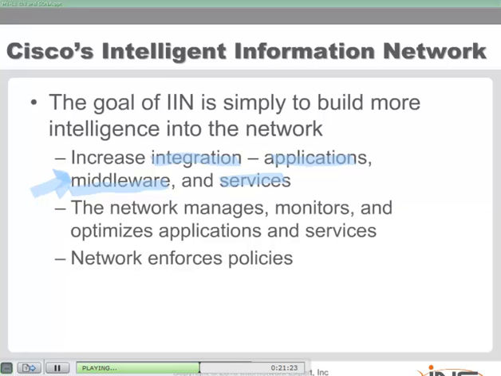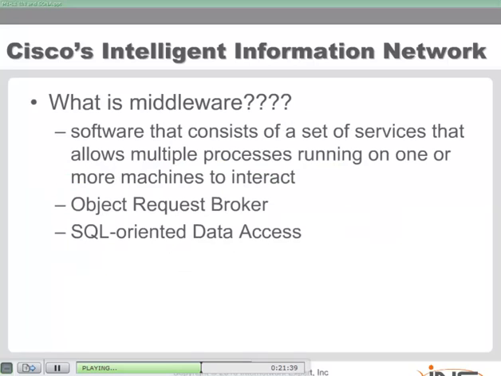That would be something like the Adobe Connect software we're using right now. And I understand what services are in the network. That might be something like quality of service, which could be looked at as a service. But what in the world is middleware? Well, let's cover that real quick. Middleware, if we look up the official definition, is software that consists of a set of services. So it's more services here, but it allows multiple processes running on one or more machines to interact. So middleware builds the interactivity between machines.